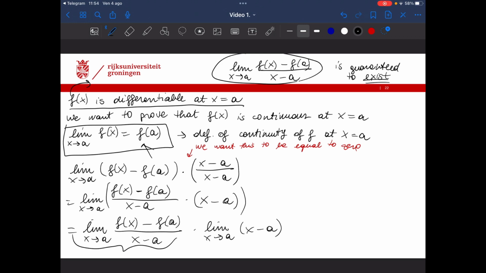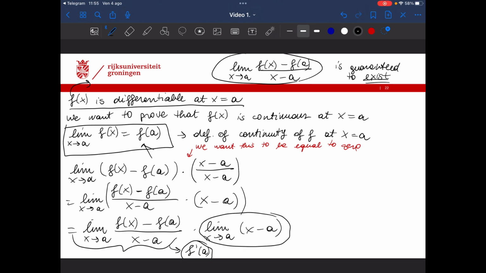Now, this part, we know it exists. We will just call this f prime of a. We know that it exists. Why? Because f is differentiable at x is equal to a. So this has to exist.